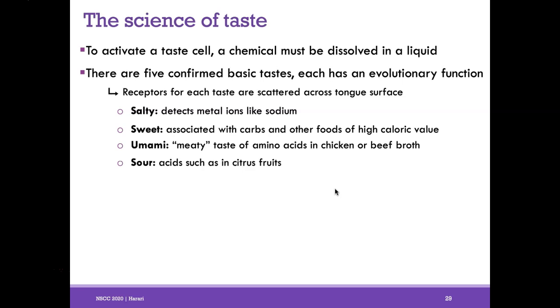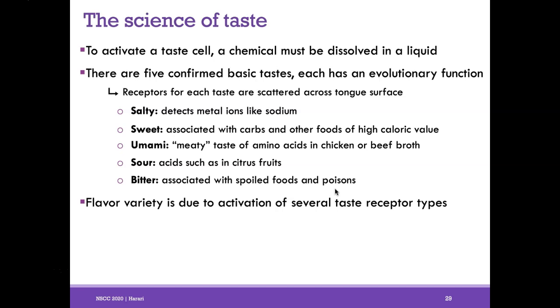We have sour receptors that detect acids such as in citrus fruit, and these can help us know if something is spoiled or not. Something tastes sour when it's spoiled. Similarly, bitter receptors help us know if something is a poison or something is spoiled. Some plants use bitter compounds in their fruit to deter animals, like humans, from eating them.